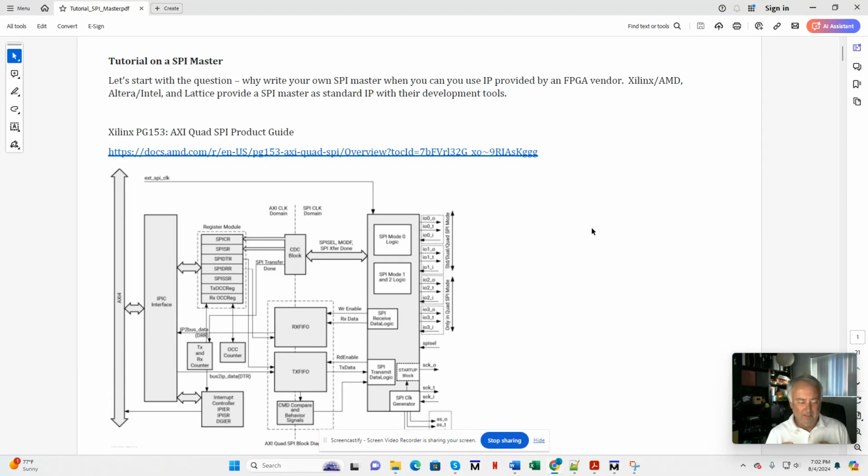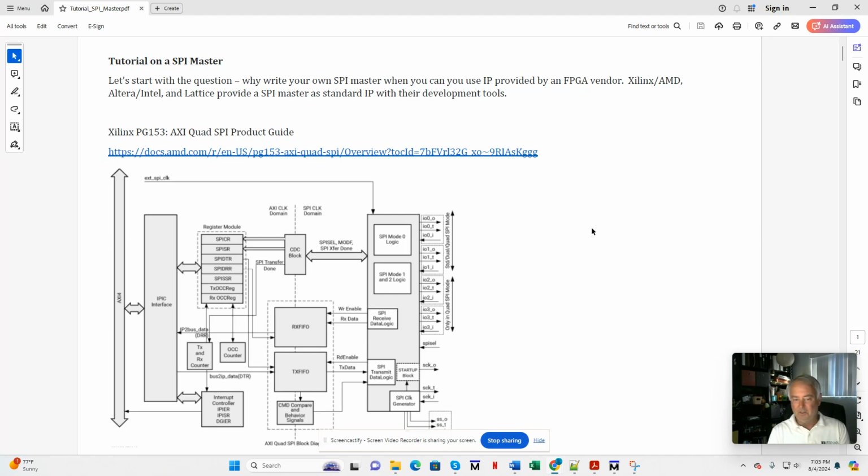And I know there's a lot of stuff on the internet and on YouTube that goes over the implementation of a SPI Master that covers the SPI protocol in detail. I'm going to start with a fundamental question.